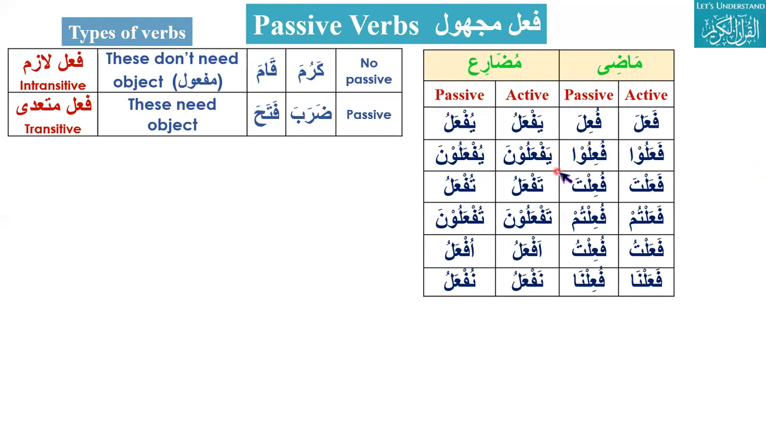Thank you. So I would go to Brother Azhar. Azhar, ready? Okay, go ahead with the first, fa'ala. First fa'ala active: fa'ala, fa'alu, fa'alta, fa'altum, fa'altu, fa'alna. Fa'ala translation? He did. What is the passive-wise in English? It was done.